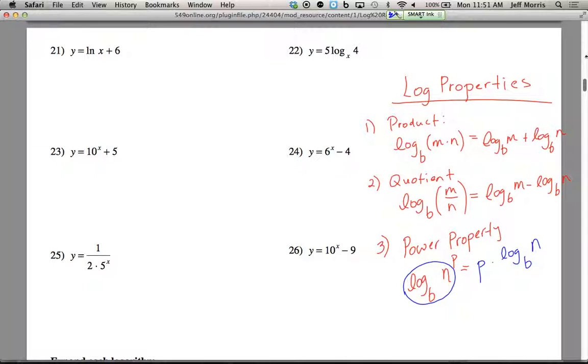And I call this pulling the monkey out of the tree. And I like to think of the N to the P power as a tree. N is the tree, P is the monkey. Just pull the monkey out of the tree and put it out front and multiply it by it. Okay? So whenever you see the monkey in the tree, just pull it out of the tree and multiply it by it. And how is that going to be useful?